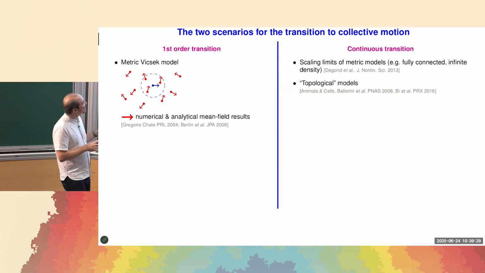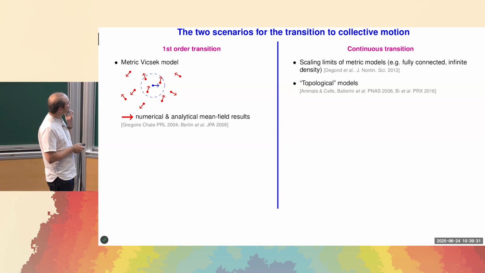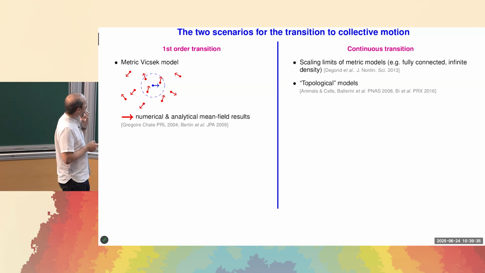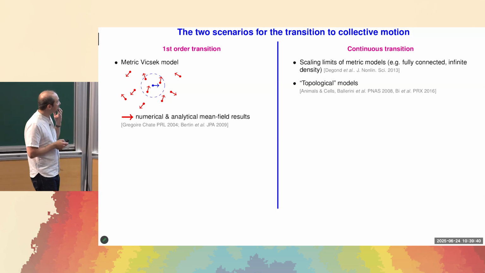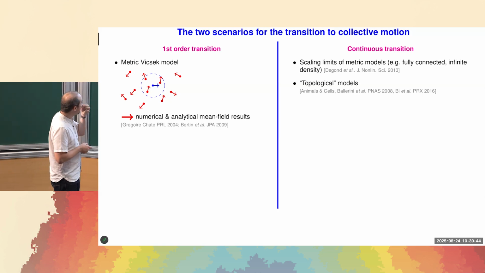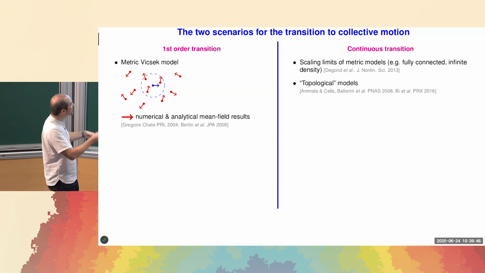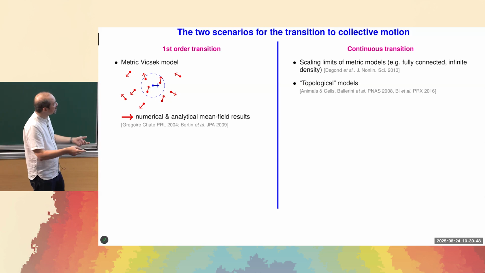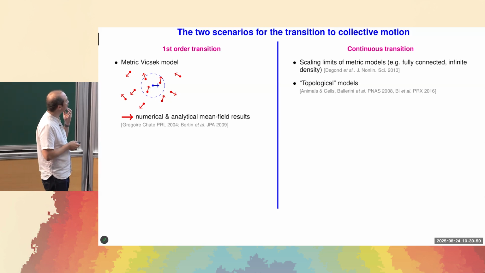No, there is a second scenario which has been put forward, which is that of a continuous transition. Continuous transitions have been predicted in scaling limits of metric models. There is a lot of work by Pierre Degond and co-workers in which you go into some limit where you can do something analytically, and then what you get is allegedly a continuous transition.